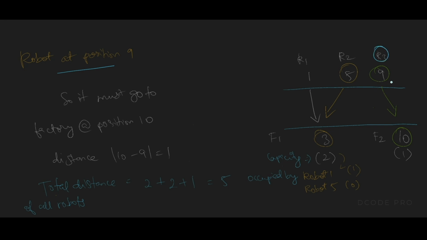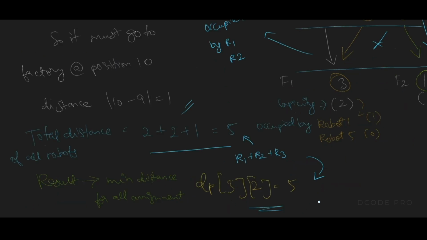Now the final robot at position 9 needs to be assigned. As the factory at 3 is already occupied and out of service, the only possible and closest one is the factory at 10, so it is assigned to it. As all the robots and factories are assigned and no more are left, the total distance is calculated and the DP array value is returned as the answer.